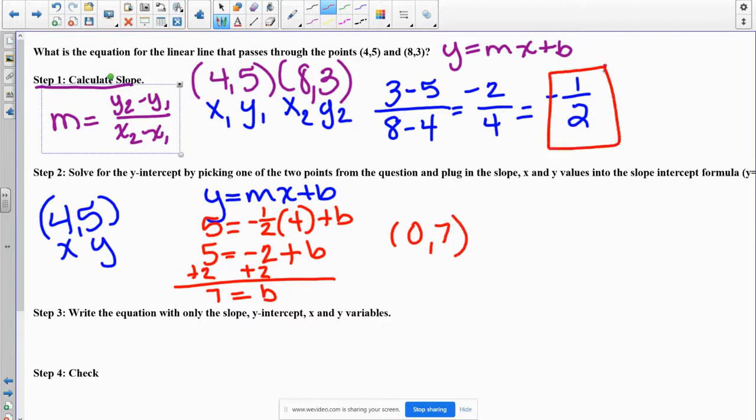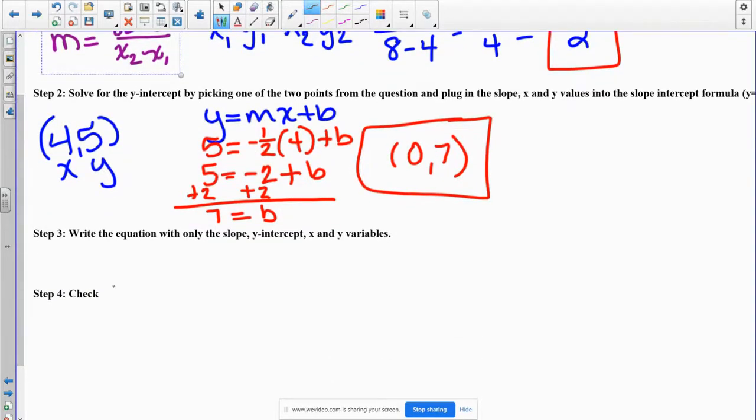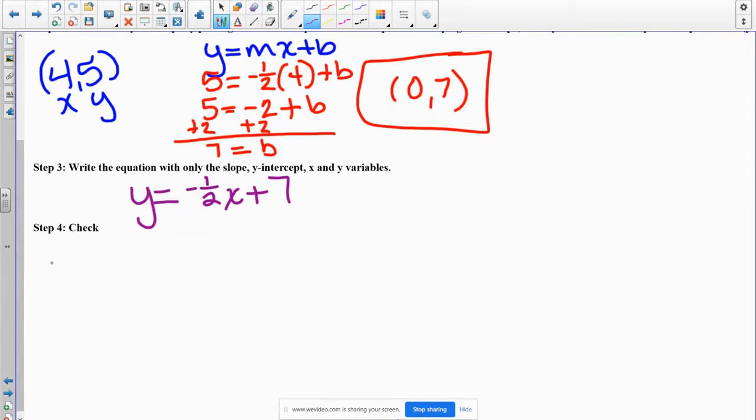So here's my slope. Here's my y-intercept. Now we can make our equation. So y equals m, slope, which was negative 1/2, x plus the y-intercept, which is 7. And the last step is to check. So we're going to take those 2 points that we started with and make sure it truly checks.